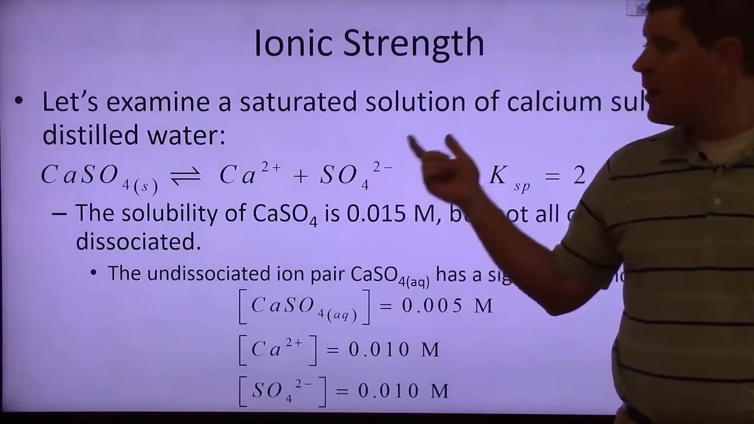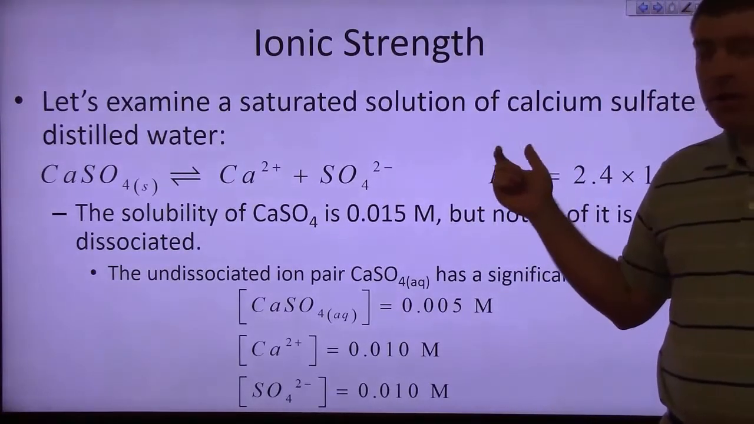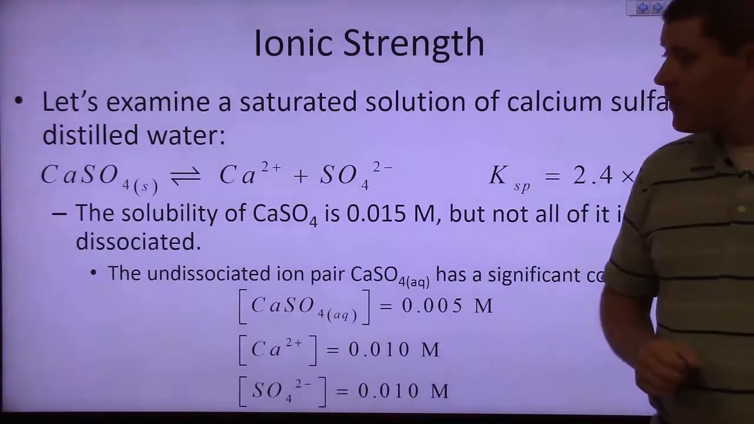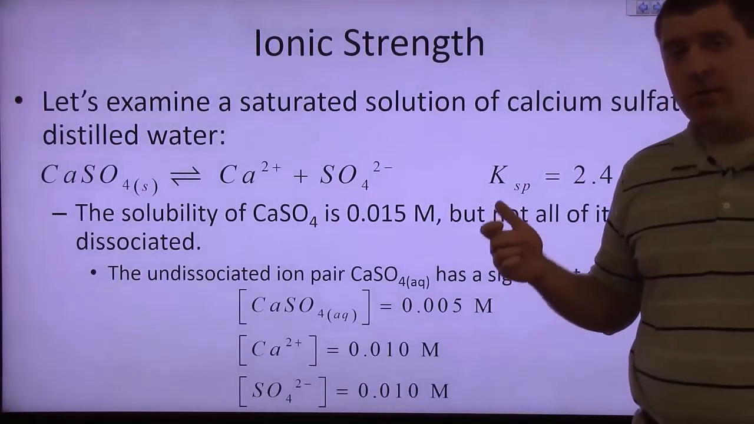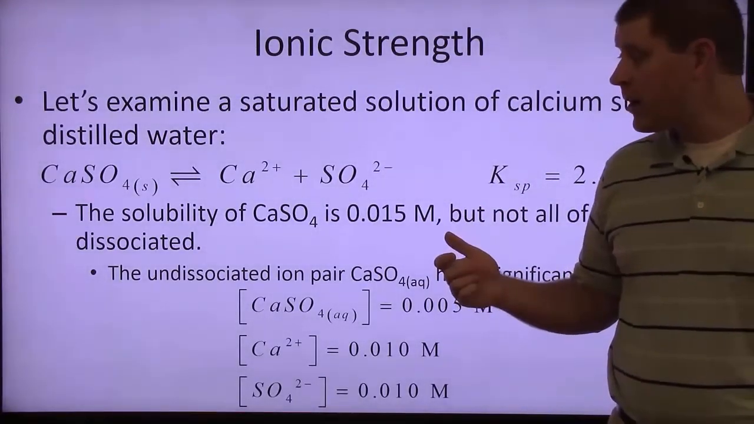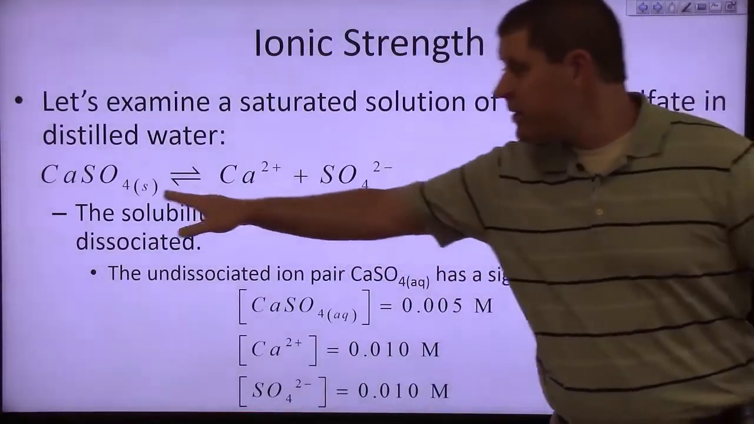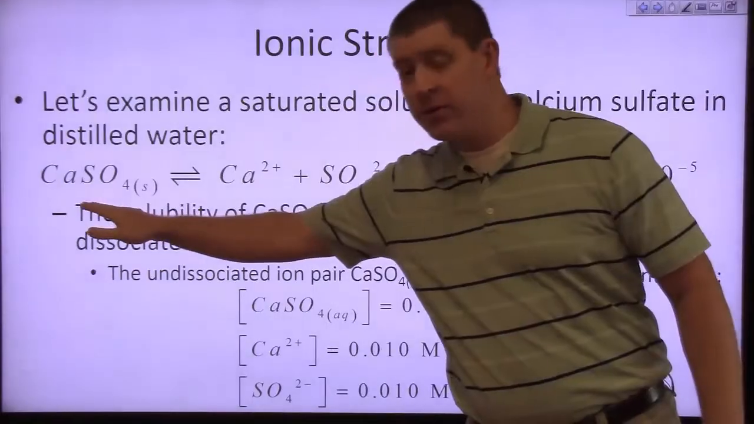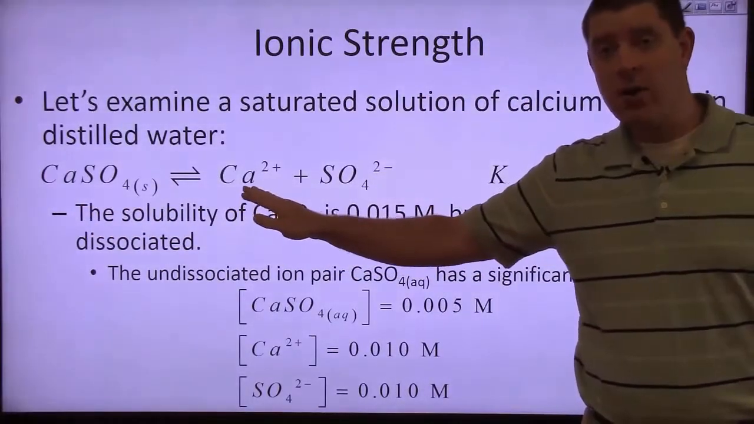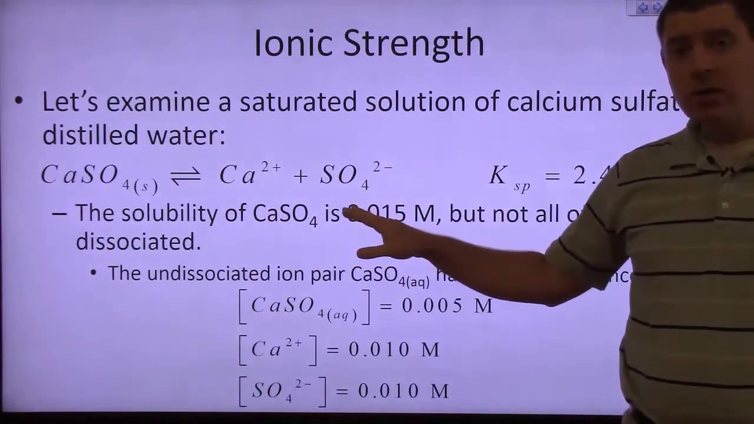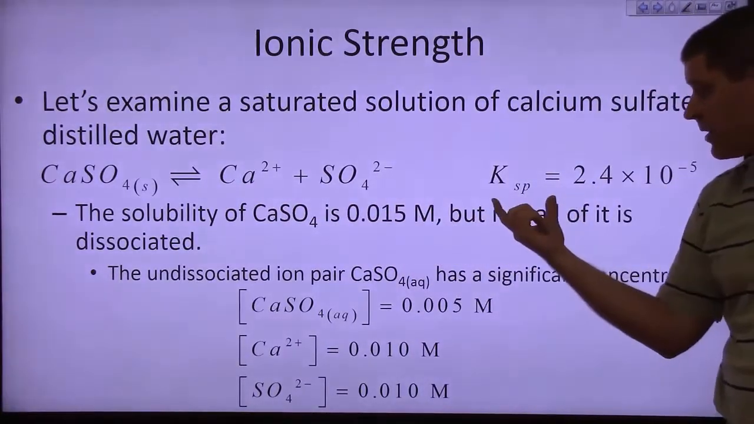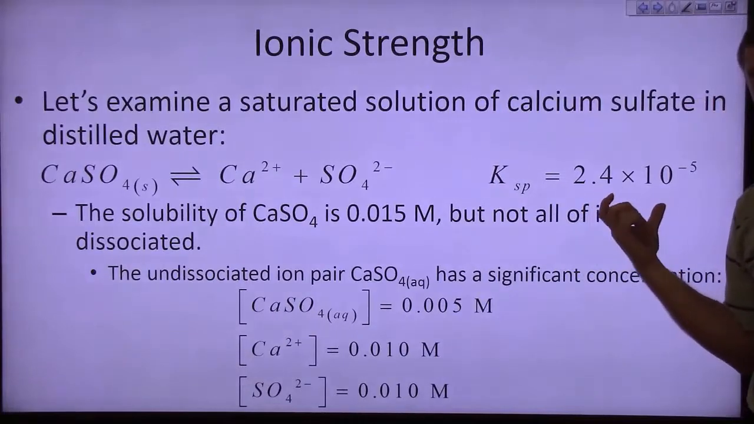Let's examine a saturated solution of calcium sulfate in distilled water. If it's saturated, that means we have some solid calcium sulfate around, and that means we have this equilibrium occurring. We have some solid calcium sulfate dissolving into aqueous calcium ions and aqueous sulfate ions, and we know the KSP there is 2.4 times 10 to the minus 5.